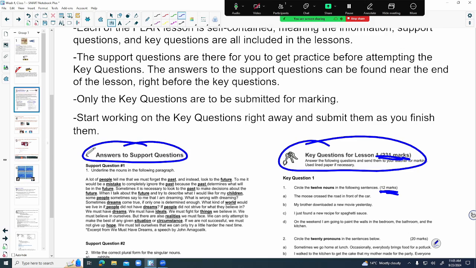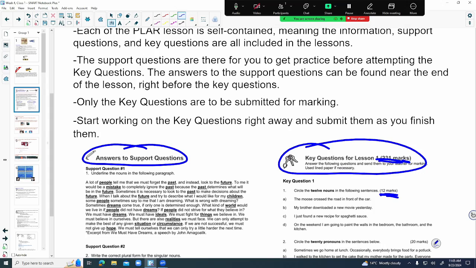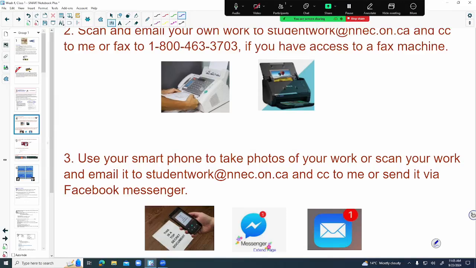Only the key questions, as I mentioned. As soon as you start working on the lessons, you should be working on your key questions right away. If you read a section, do the support question, and you're doing well with it, then move on to the key question. If you are struggling with the support questions, then that means you're not completely understanding what you're doing. You need some extra help, so you can read the section again or contact me for help with it before you move on to the key questions.